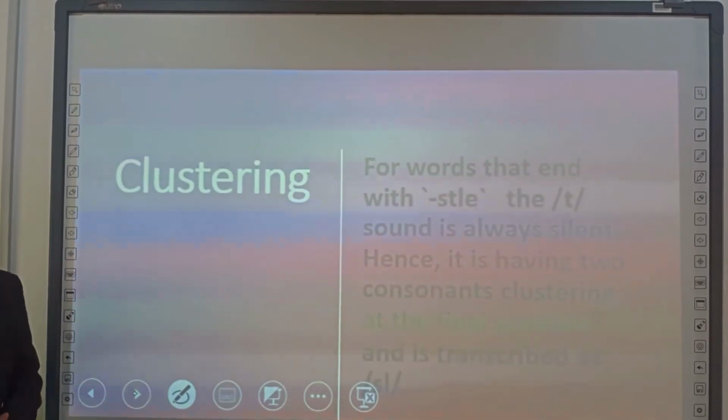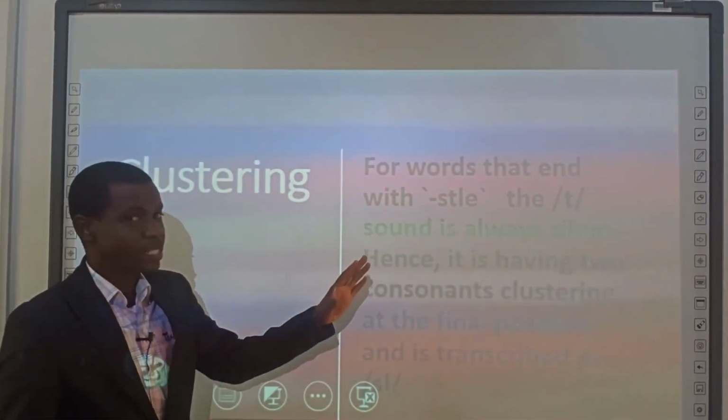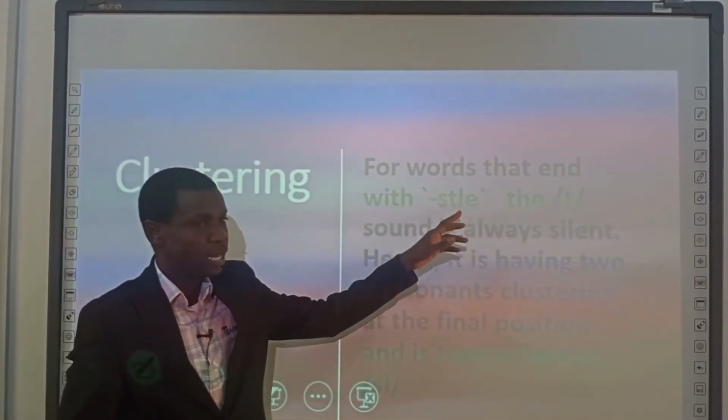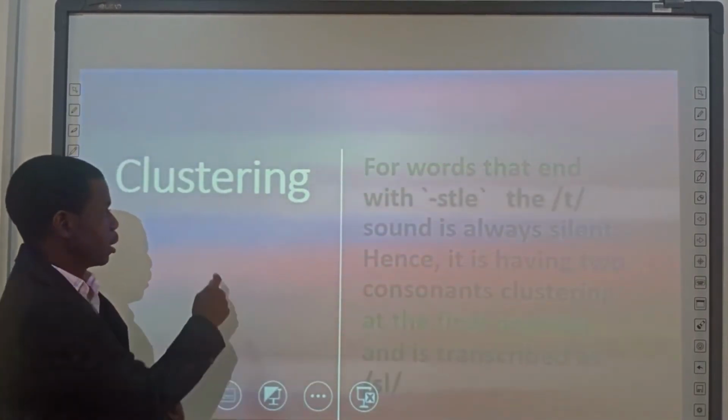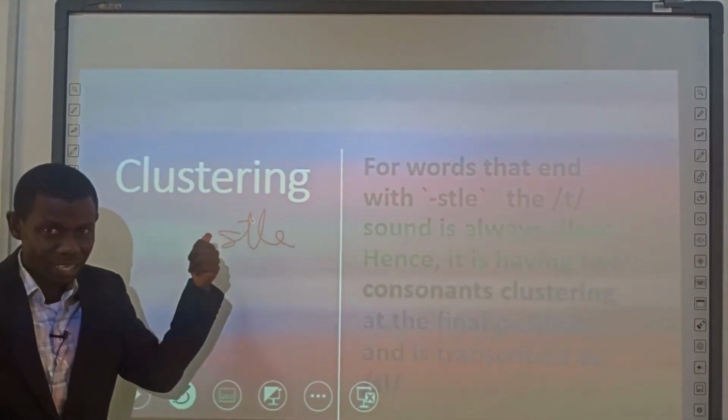Now, another factor is clustering. The factor you need to consider here is this: anytime S, T, L, E come together in a spelling or in a word, the T is silent.